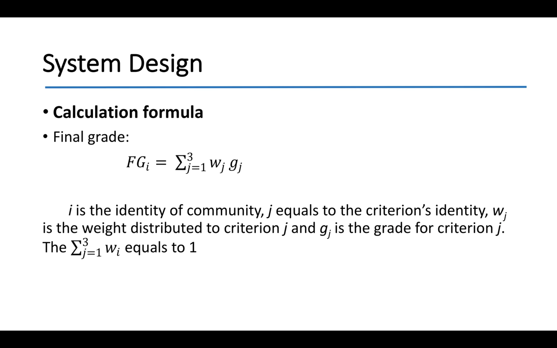And after getting the 3 criterion values, we can calculate the final grade, FG. It equals the sum of the 3 criteria multiplied by their weights. The weights I will demonstrate in the evaluation part later.